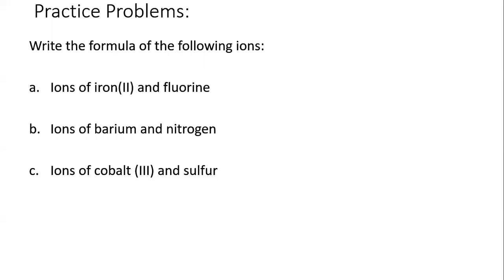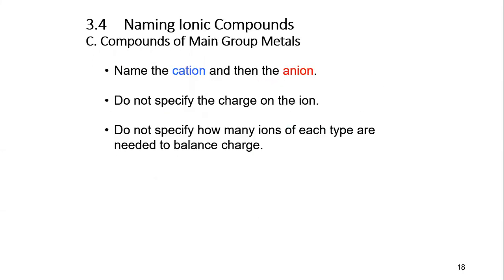Okay. Oops, that slide's out of place. Go here. So when we're naming ionic compounds with the main group metals, we just need to name the cation and the anion. Bullet 2 is important. We don't have to specify the charge of the cation. That's important with main group metals. And main group metals are your group 1, group 2, and group 3A metals. So we don't have to specify how many ions of each type are needed to balance the charge. We just write the formula.